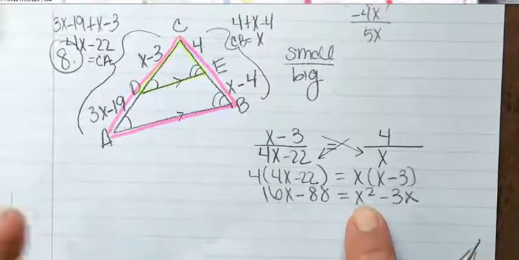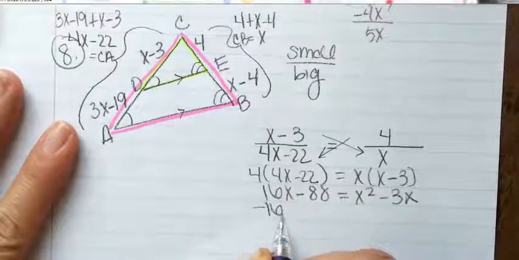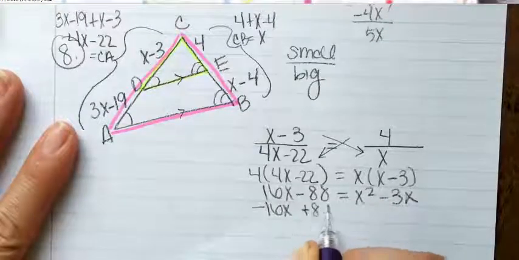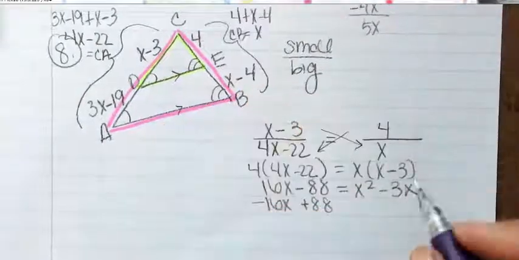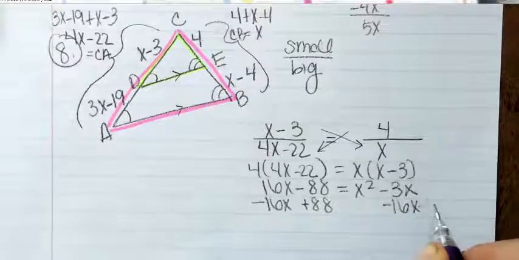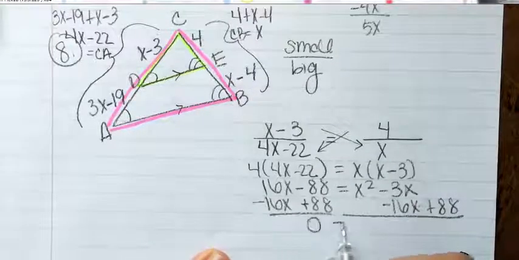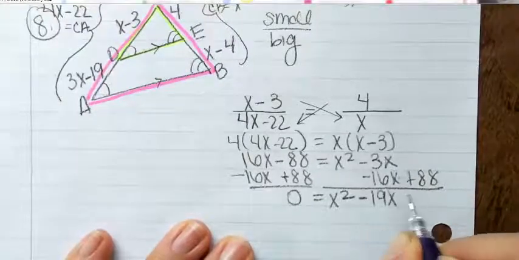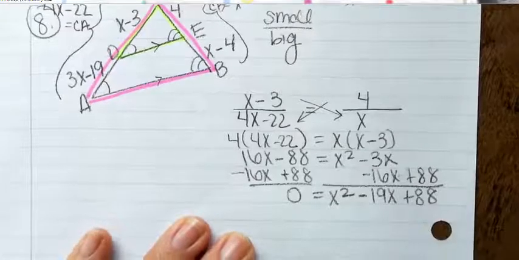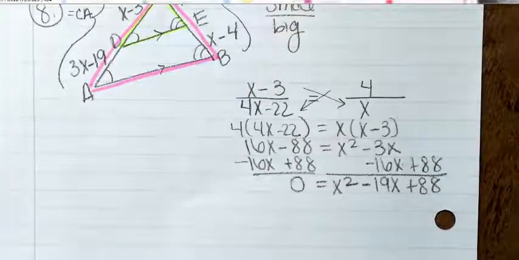Quadratic, so we're going to get everything onto one side, and I always keep my x squared term positive. So I'm going to subtract the 16x and add the 88 from both sides. Oops, 16x can be subtracted from 3x. All right, so let's see. We're going to have 0 equals x squared minus 19x plus 88. Factors of 88 that'll give you 19, that's 11 and 8.